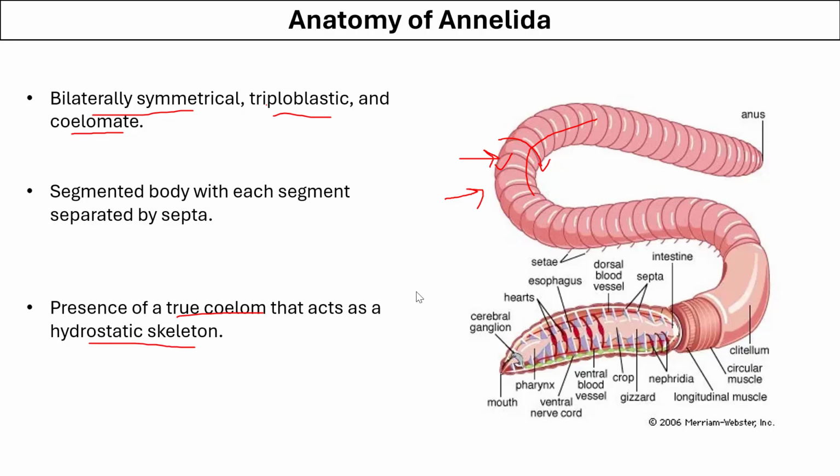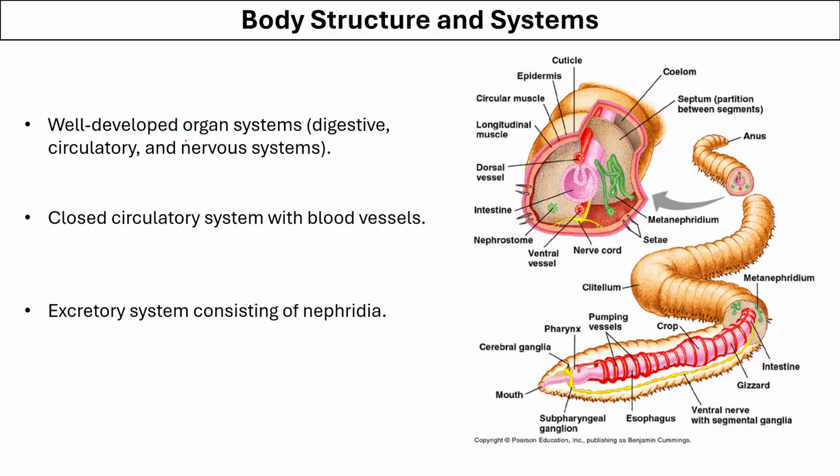That means there is fluid filled in that cavity. That cavity that has fluid filled in it also acts as a hydrostatic skeleton. That means it provides rigidity or shape to these animals. These animals have organ system level of organization because they have a well-developed digestive system, circulatory system, and nervous system. They have closed circulation with blood vessels. That means the blood circulates in the blood vessels and comes back to a pumping organ.